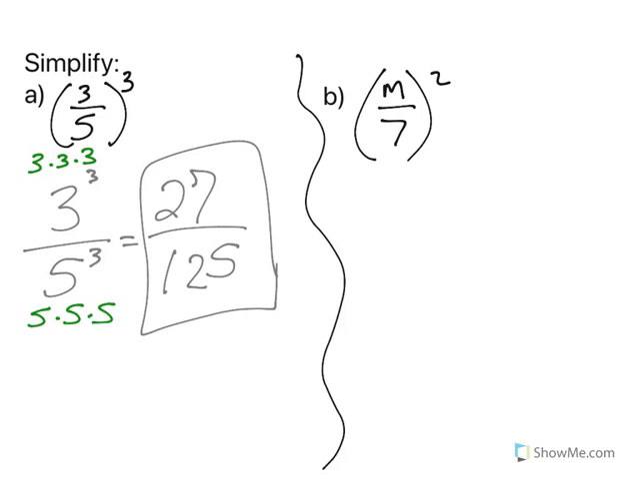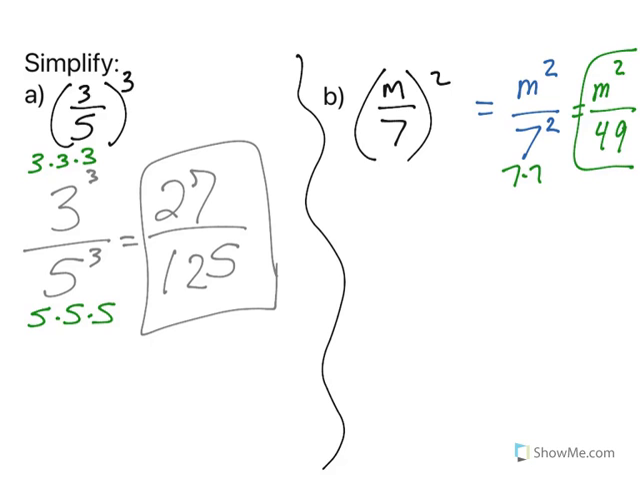All right, so m over 7 to the second power. So that's the same as m squared over 7 squared. Now with a variable, m squared, there's nothing we can do with that. But 7 squared is the same as 7 times 7, which we know is 49. So that simplifies to be m squared over 49.